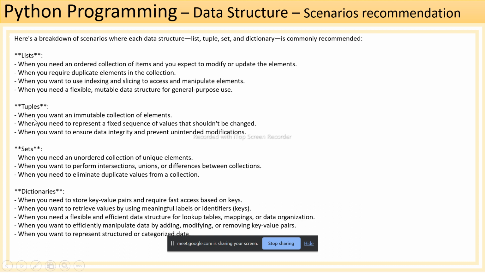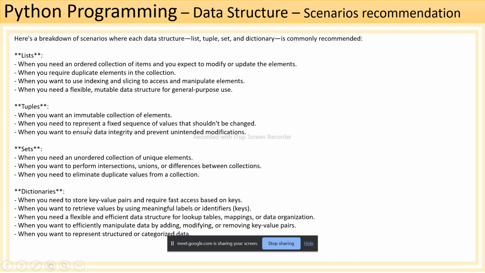All right, in specific cases we should use tuples and sets. What are those specific cases? When you want an immutable collection of elements. Immutable means the user is not supposed to make any change, it will not change the location and the element values as well, then you should use tuples.